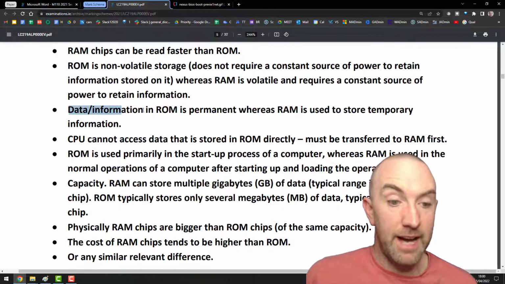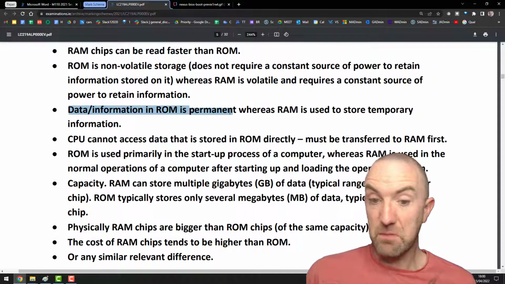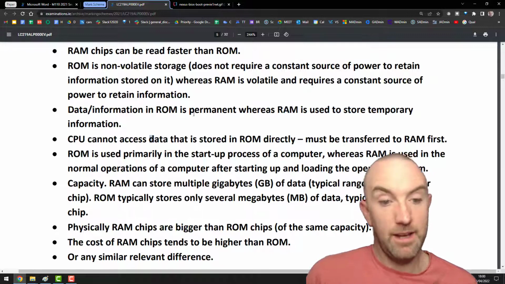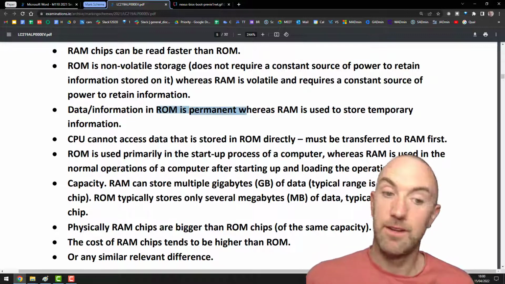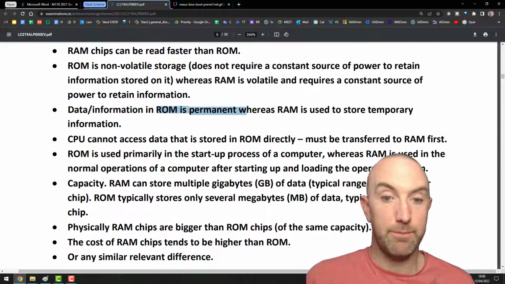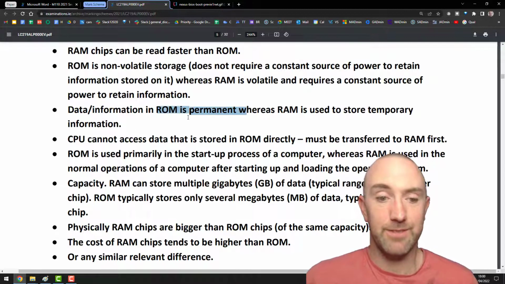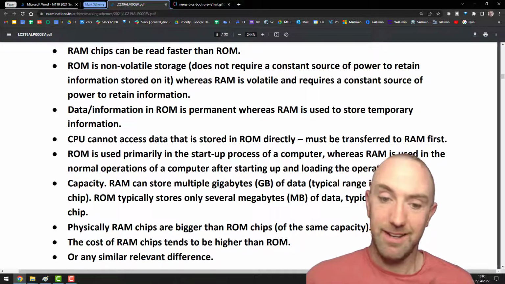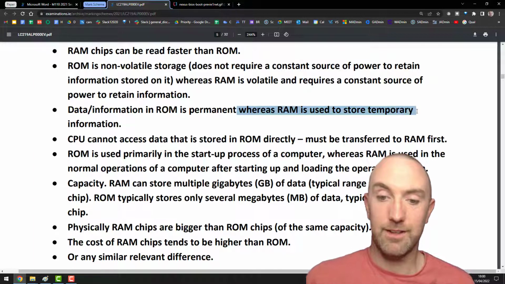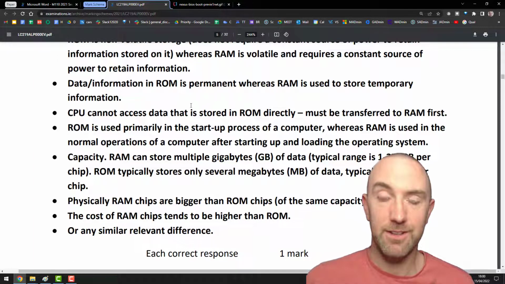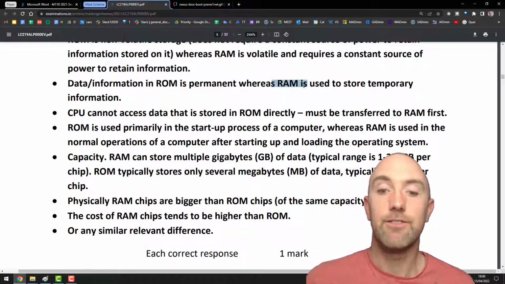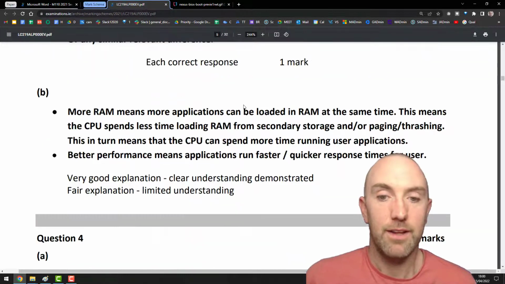Data on the ROM is permanent, whereas RAM is used for temporary stuff. Again, billboard analogy. If there's a sign for Brennan's bread on the side of the M50, that's what it is. Whereas you hopefully think of more things than bread on a daily basis. RAM is just what you're randomly thinking about.